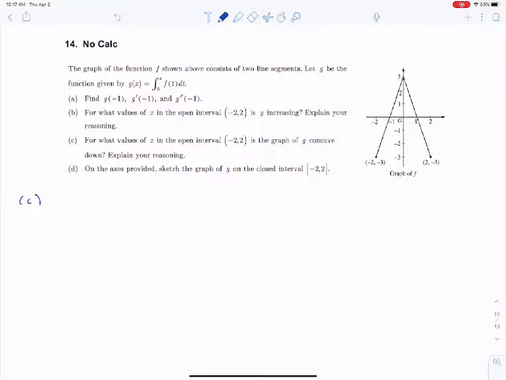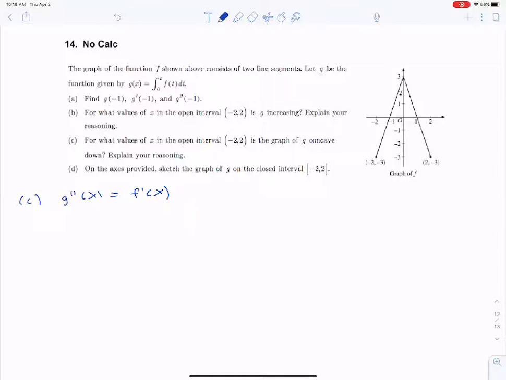For what values of x on the open interval from -2 to 2 is the graph of g concave up? Concave down. Explain your reasoning. Okay, so we're talking about where it is concave down. Just like I did before, I'm going to do my pointing. When we're talking about concavity, we're talking about the second derivative. So I'm going to say g double prime of x equals f prime of x. Okay, I've pointed, now I'm looking at f prime of x.